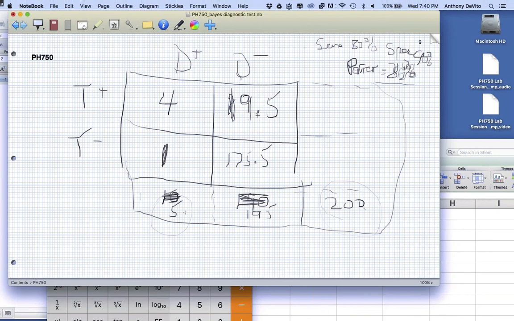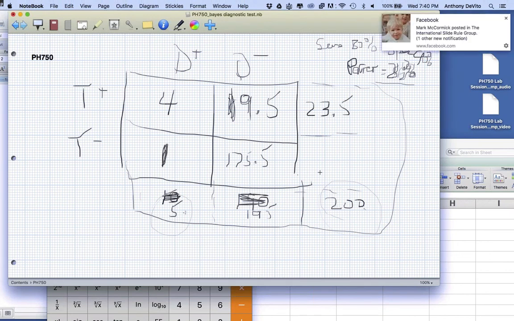So now how many people in this population tested positive? Well, in this particular group, 23.5 people tested positive, and 176.5 people tested negative. And these should add up to 200, as I hope they do. Yes, they do.